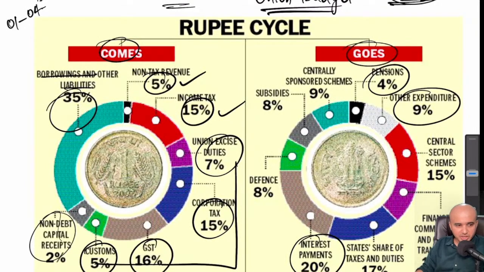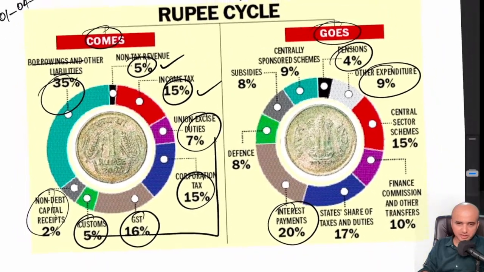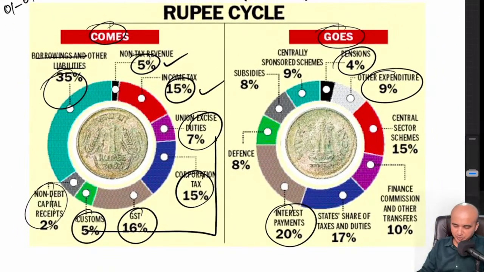If you are borrowing money, obviously your liability, or rather your interest, will also increase, right? So it's a natural thing for the interest to occupy a major chunk when it comes to the payments, because it also occupies a major chunk when it comes to the receipts.